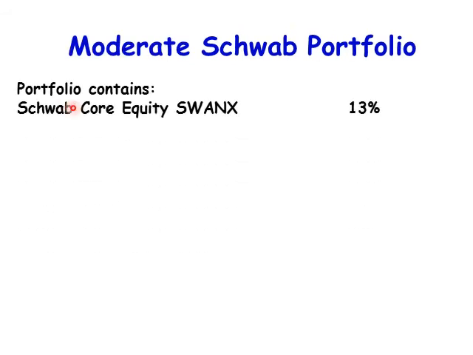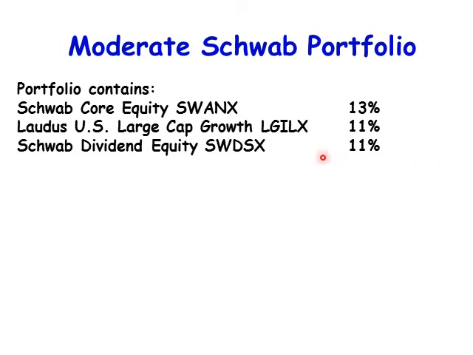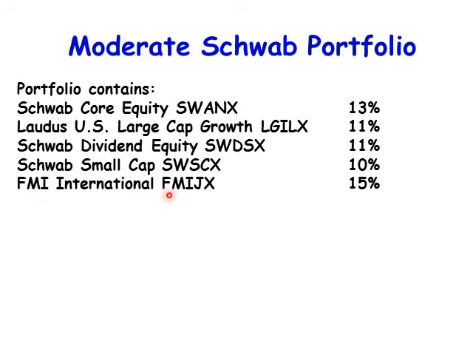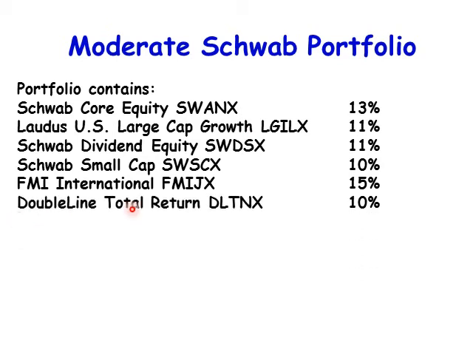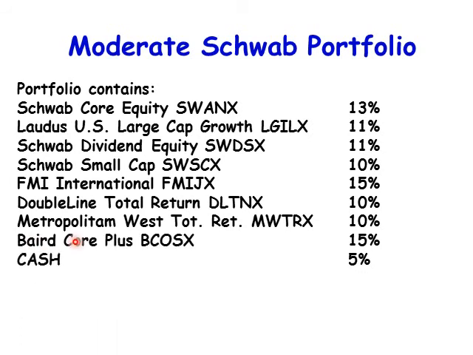Schwab's portfolio consists of Schwab funds here: Schwab Core Equity 13%, Laudus, which is also a Schwab company, Large Cap Growth Fund 11%, Schwab Dividend Equity Fund 11%, Schwab Small Cap 10%, and FMI International 15%. These first four are Schwab companies, so Schwab is trying to build the portfolio using Schwab funds. Then DoubleLine Total Return is 10%, Metropolitan West Total Return 10%, Baird Core Plus 15%, and cash 5%. That totals 100%. Okay, let's continue from here.